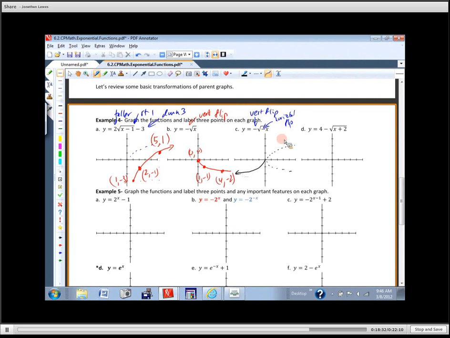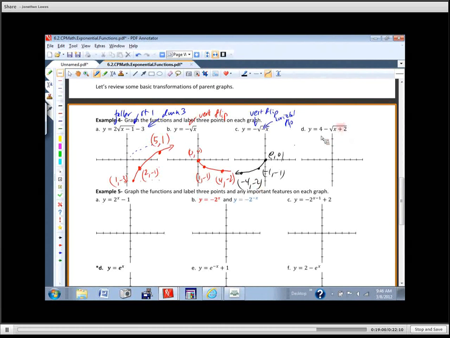So this is the original. I'll erase that. This is the vertical flip. I'll erase that. The final answer is both a horizontal and a vertical flip of the original one. So that's still 0, 0. Where is that point and where is that point? And negative 4, negative 2. Excellent. Okay. Any questions? Okay.